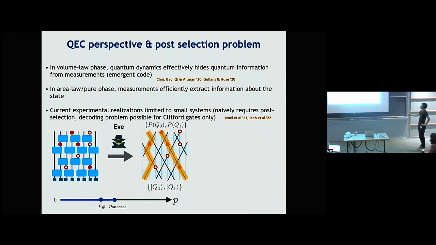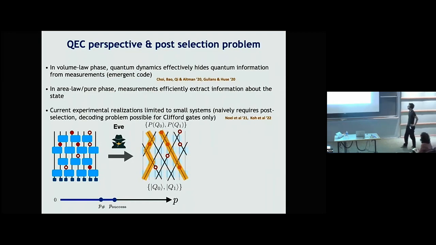In contrast, in the area law or pure phase, measurements efficiently extract some information about the state. Okay, and so your state at long times is determined by recent gates and measurements. All right, so one thing I should emphasize is that current experimental realizations of this phase, despite this very appealing perspective that it's about, again, how much you learn about your system, have been limited to relatively small systems.